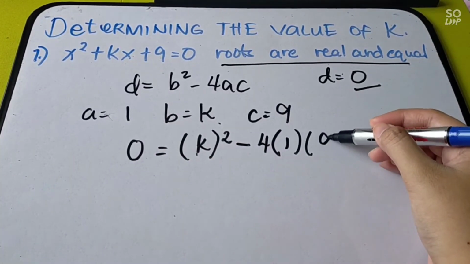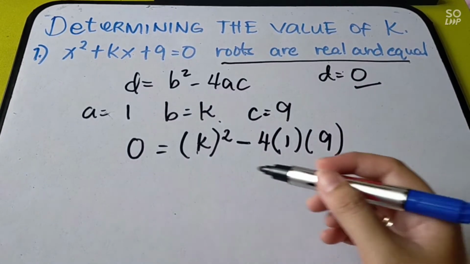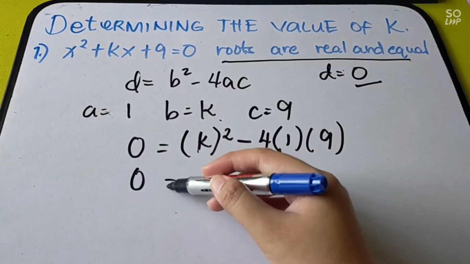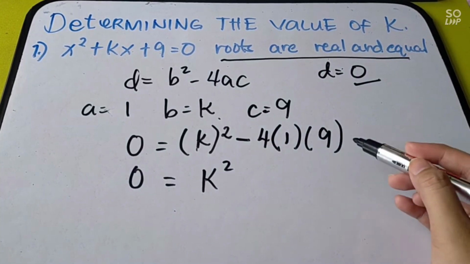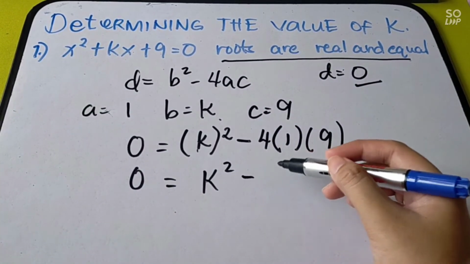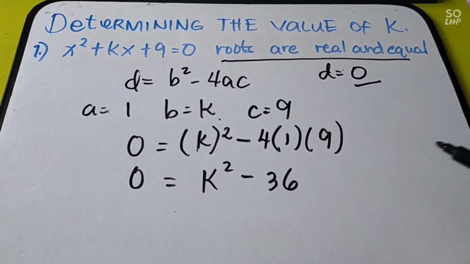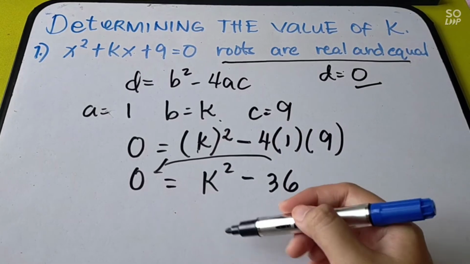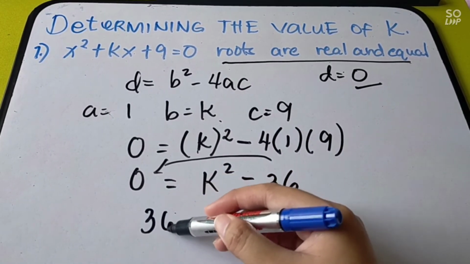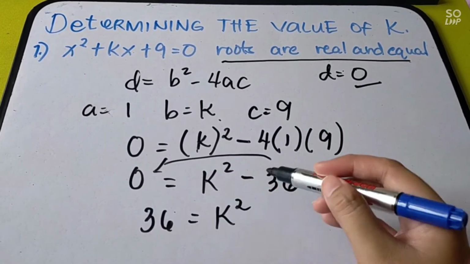Ang c natin is 9. Then, solve. So, you have here 0 is equal to k squared, then 4 times 9. The answer is negative 36. Then, yung 36, ilipat natin sa kabilang side. So, magiging siyang positive 36 is equals to k squared.